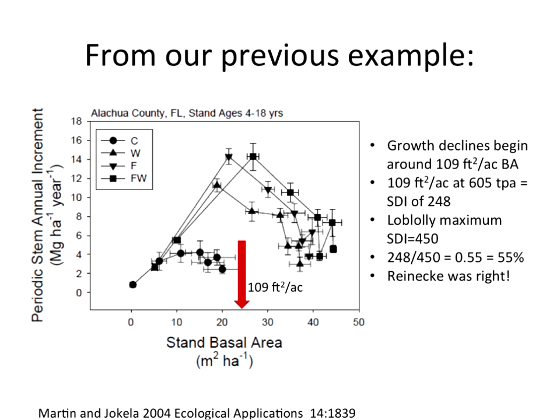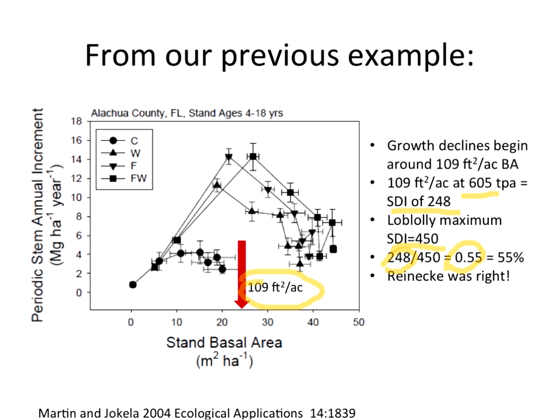From our previous example, I showed you that these trees started growing more slowly at about 109 square feet per acre. That 109 square feet per acre at 605 trees per acre is a stand density index of 248. Now, Loblolly pine has a maximum stand density index of 450. That 248 is about 55% of maximum stand density index.